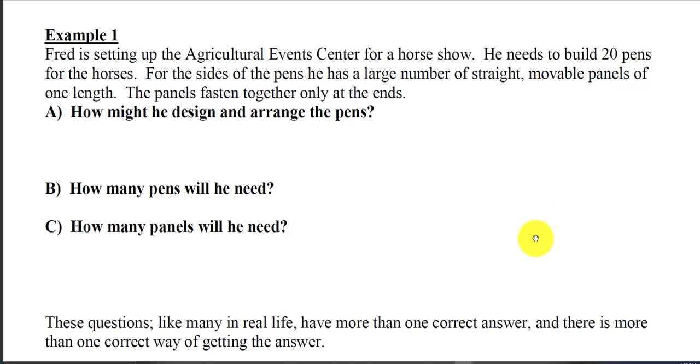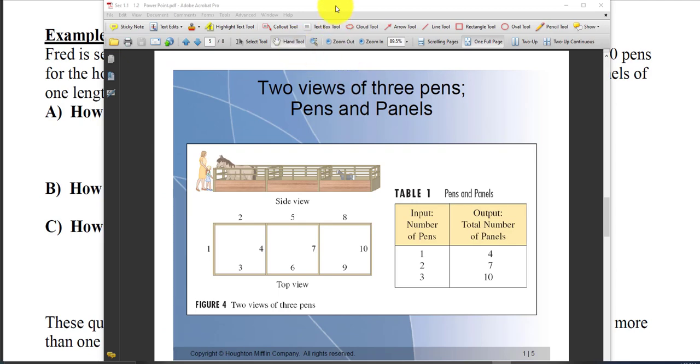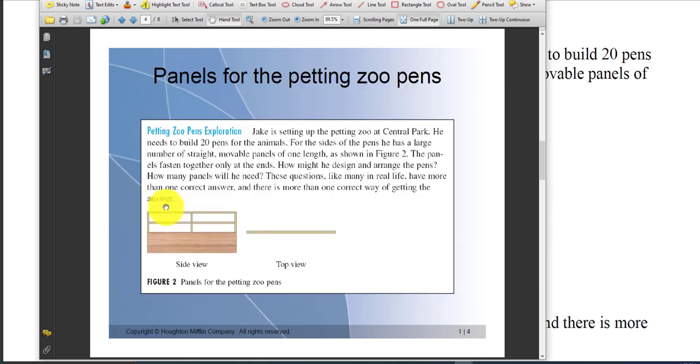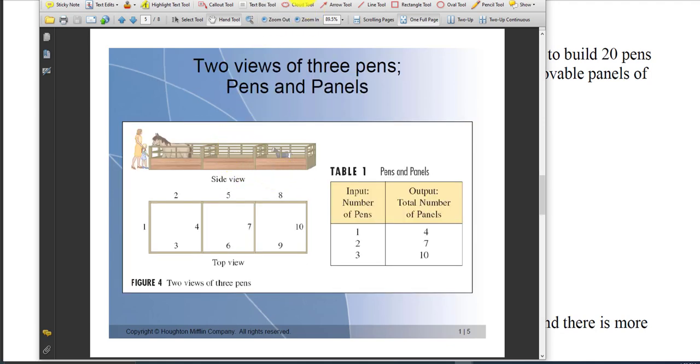And if you remember, I gave you an example of what these pens might look like. Let's see if I can find it. It looks something like this. These are the panels. So if I wanted to do 4 for each horse, I could do it kind of like a square: 1, 2, 3, 4. And just to show you what the panels look like, they're flat. In this case, they're wooden, and they're used to hold our horses.